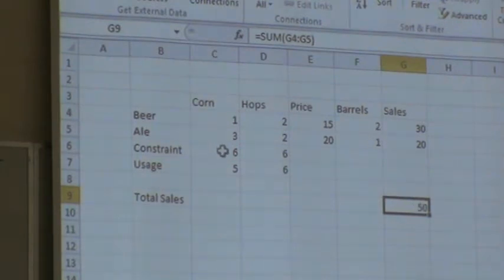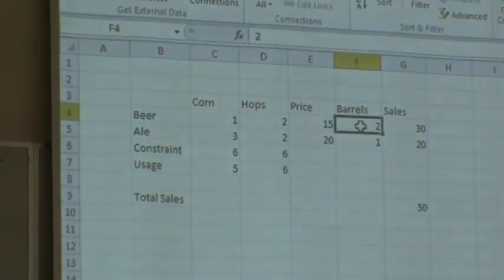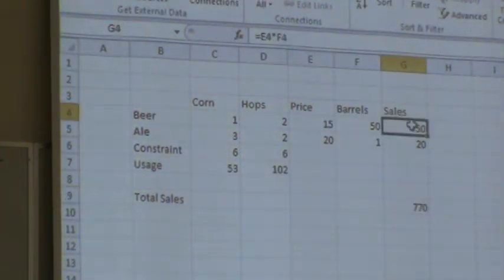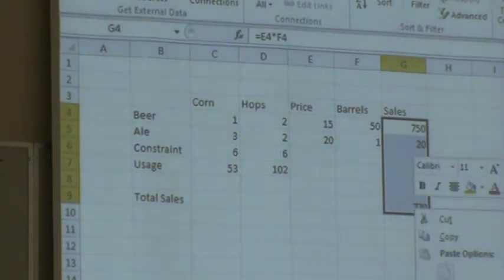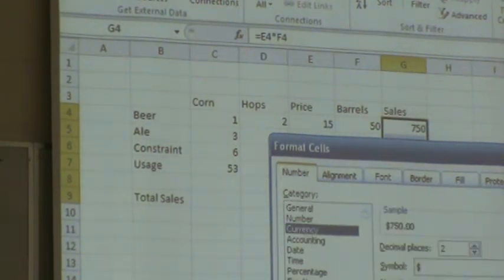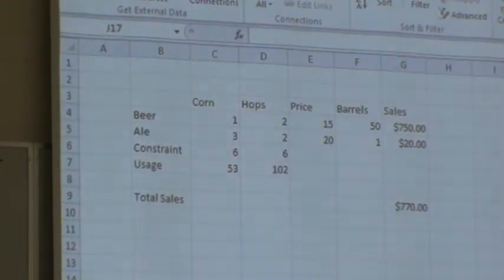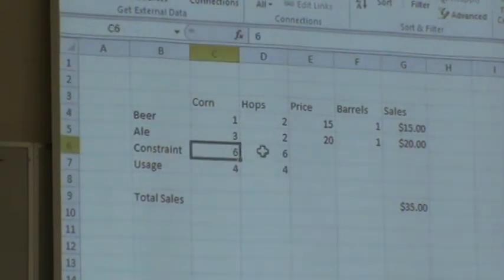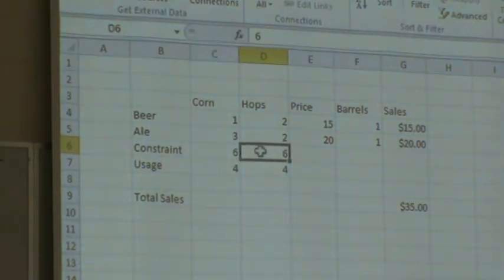But I'm not following the constraint right now. I can say I made 50 barrels of beer, and I've made $770. I should format these to say currency. Okay. So right now I can aimlessly put any number I want for how much beer I'm making. But we don't want to do that. We want to meet these constraints. We never want to use more material than the 2 6s in this case. So how can we do that?